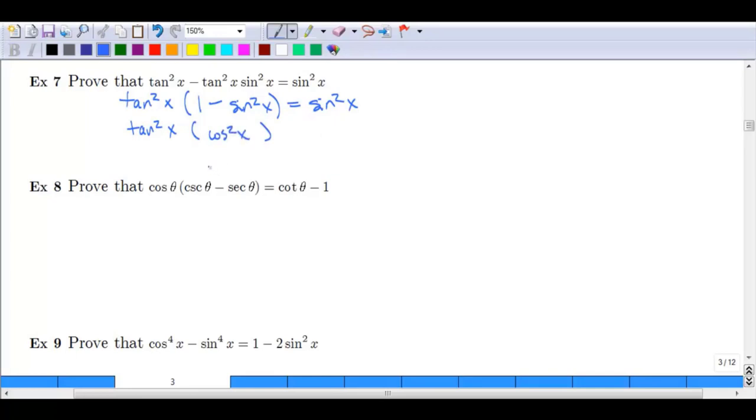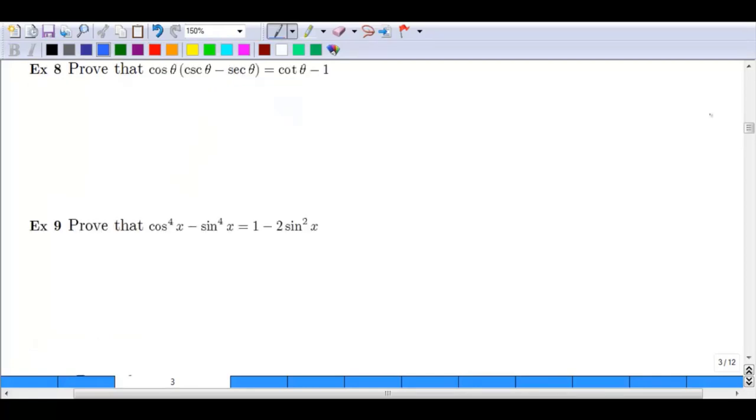And we know that tangent squared is sine squared over cosine squared. So cosine squared divided by cosine squared is 1, and we are simply left with the sine squared x that we were looking for. In this next example, we actually want to distribute instead of factor.